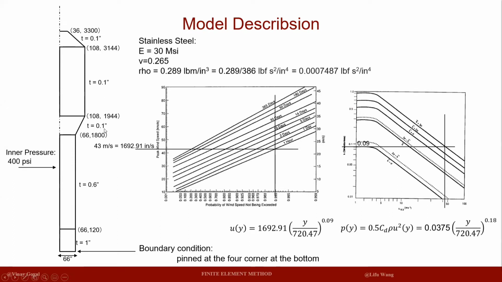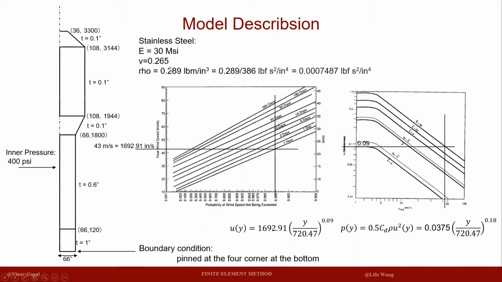ABC has a thickness of 0.1 inches, while D and E have thicknesses of 0.6 and 1 inches, which is thicker because it's under pressure, an internal pressure of 400 psi. That's why it needs to be thicker. And then we're just assuming the material for the launch vehicle is stainless steel. The Young's modulus is 30 mega psi and Poisson's ratio is 0.2.